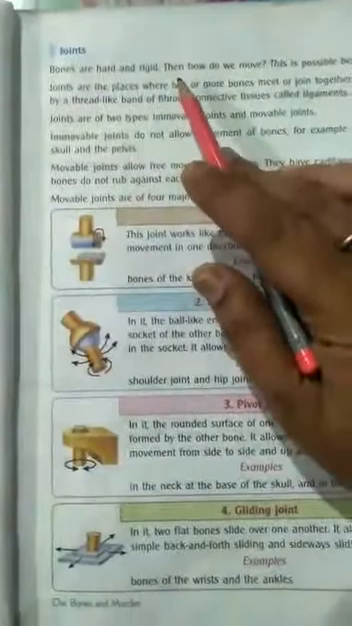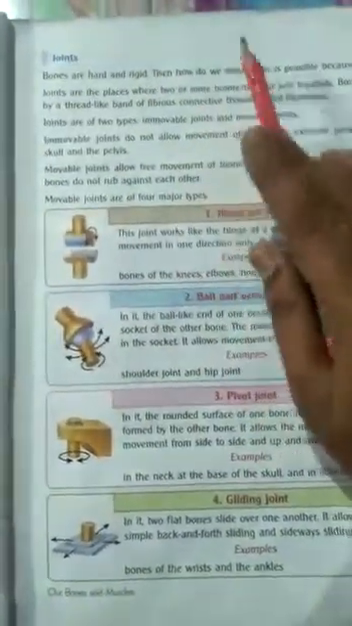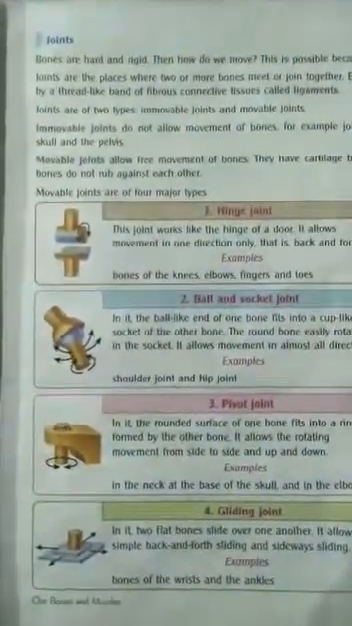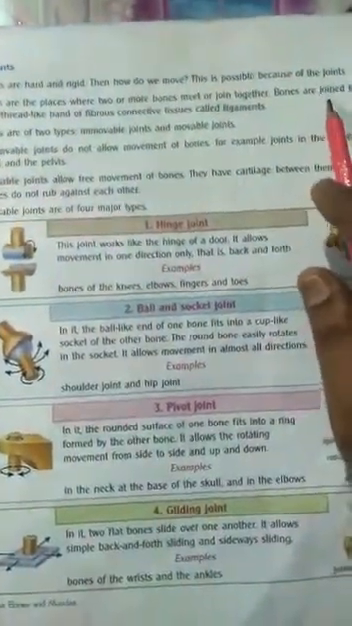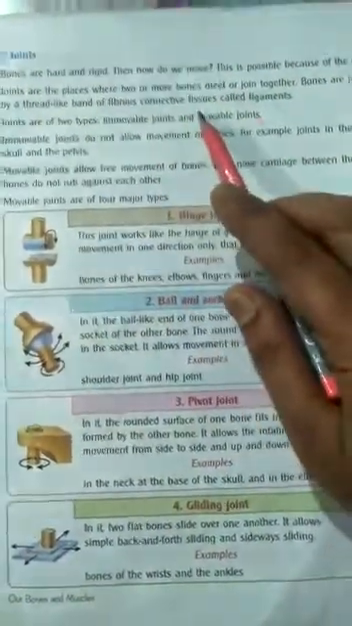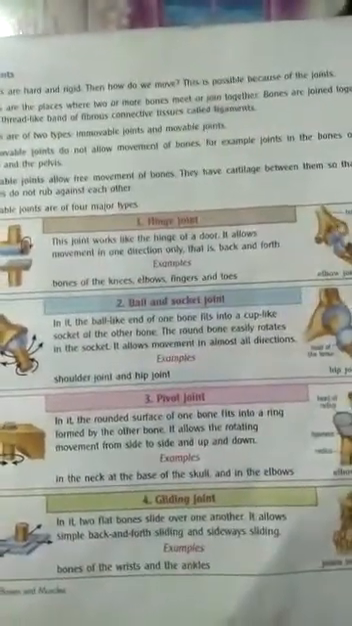Yes, children, we all know that our bones are the hardest ones, but still they help us to move. This is possible because of the joints. Joints are the places where two or more bones meet or join together. Bones are joined together by a thread-like band of fibrous connective tissues called ligaments. So between two bones you can find the ligaments, which help and protect our joints.